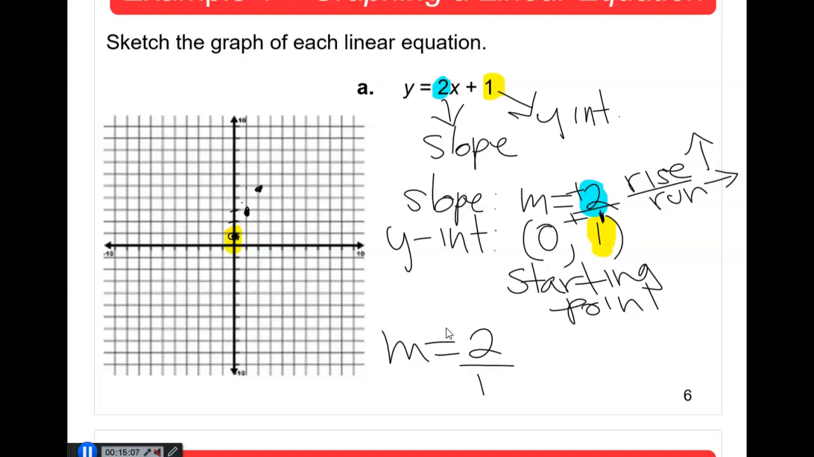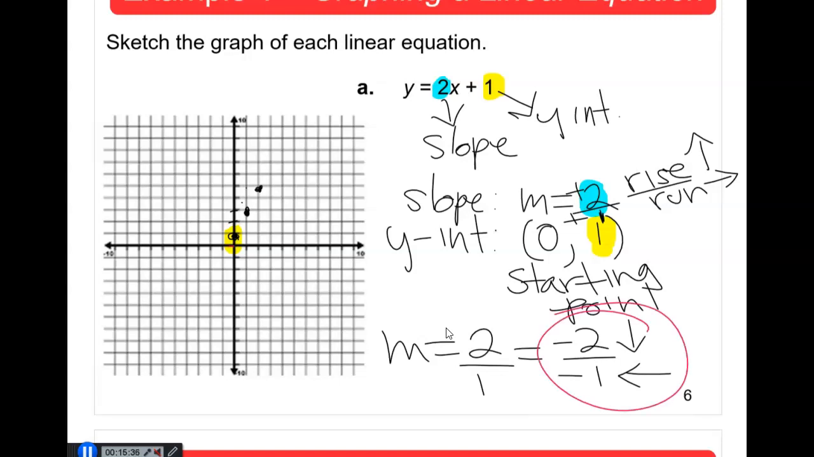And I want to show you guys something. If we have +2 over +1, it will be the exact same as having -2 over -1. So in that case, to represent the rise over run will be 2 units down and 1 unit to the left. So I'm going to demonstrate that from the y-intercept again, but now I'm going to use those directions.